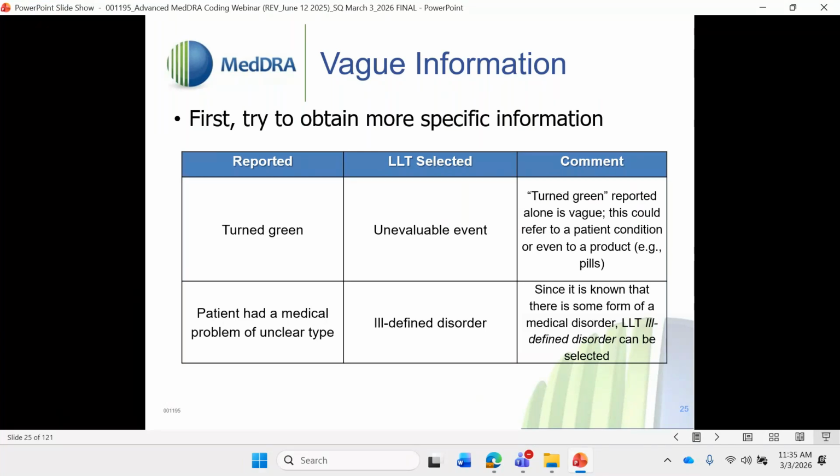This is very broad. We don't even know if it's a person or a product related thing. Here, at least we know it's a person, so it's a disorder. It's an ill-defined disorder.